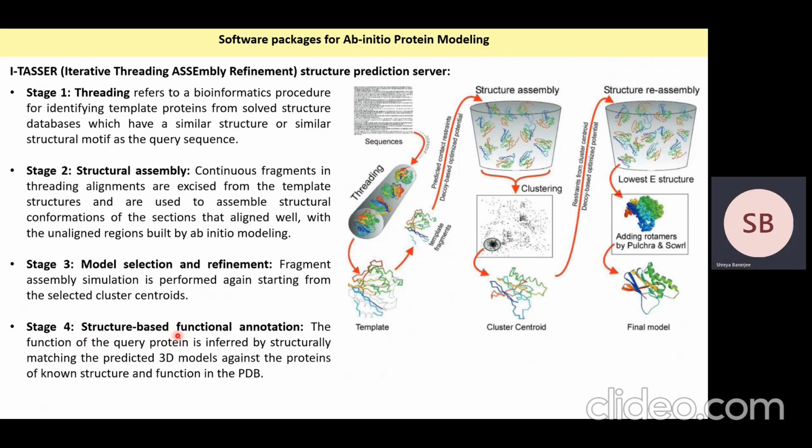The final stage is called structure-based functional annotation. The function of the query protein is inferred by structurally matching the predicted 3D model against the proteins of known structure and function in the PDB. So the final stage compares the predicted structure against all the known structures and functions in the PDB. Whichever structure our predicted protein is closest to, it will be able to correlate and predict the function of our protein. So that is how I-TASSER works.